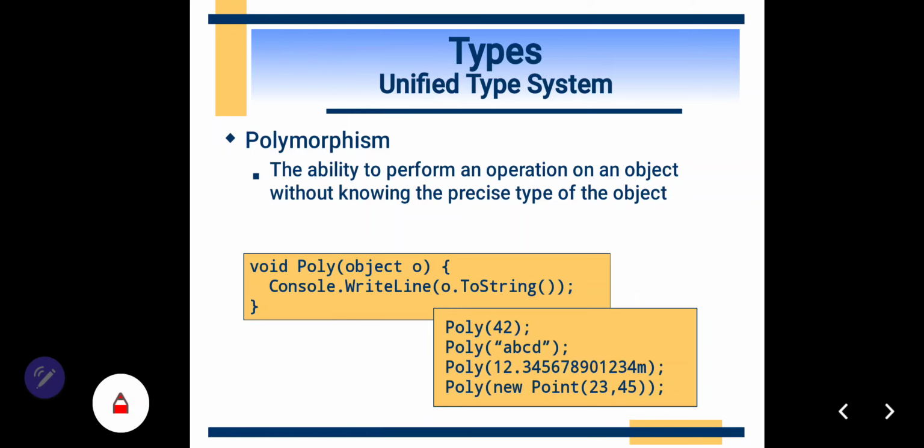Polymorphism is the ability to perform an operation on an object without knowing the precise type of the object. If you know before, the object will be stored in the heap, whereas value types like string, boolean, and integer will be stored in the stack.